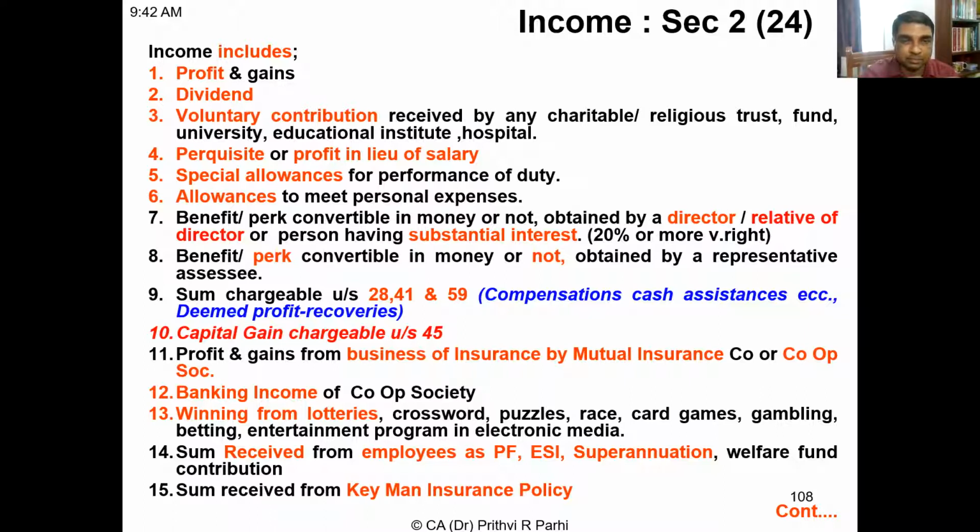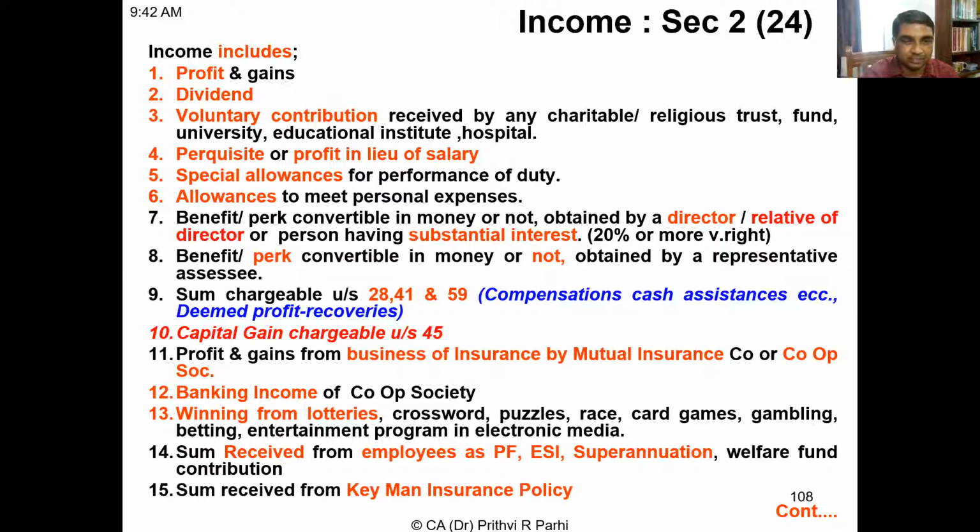Benefit, whether convertible into money or not, obtained by a representative associate. Suppose a trustee may be treated as a representative associate. For a non-resident, his Indian representative may be treated as a representative associate. If these representative associates receive some benefit or perquisites, whether convertible into money or not, it doesn't matter. That will be treated as income.